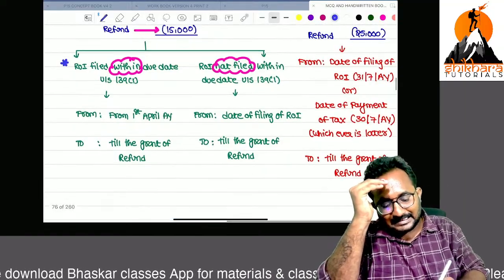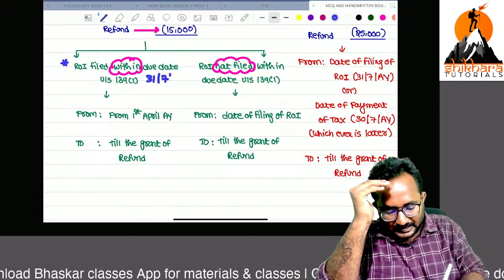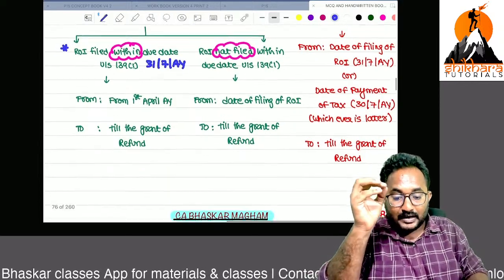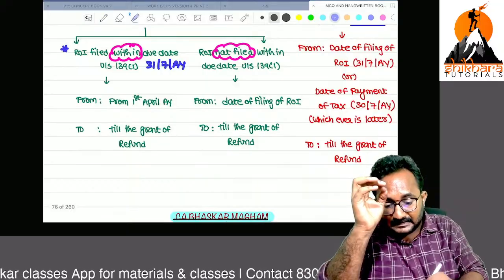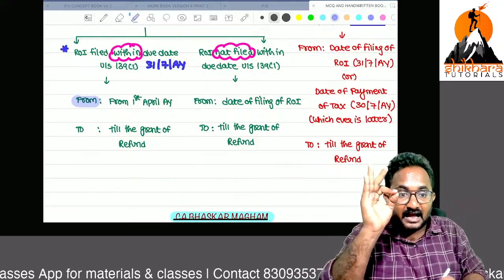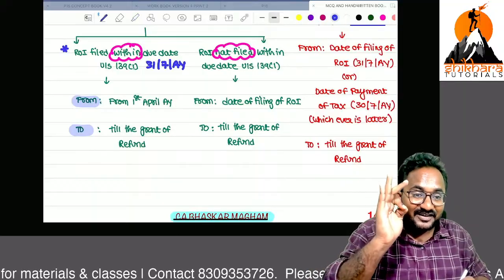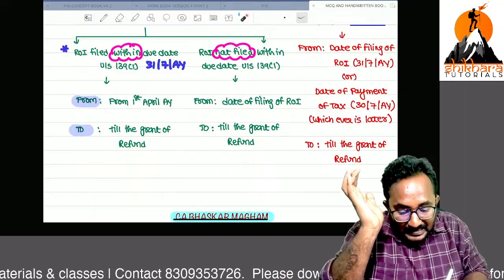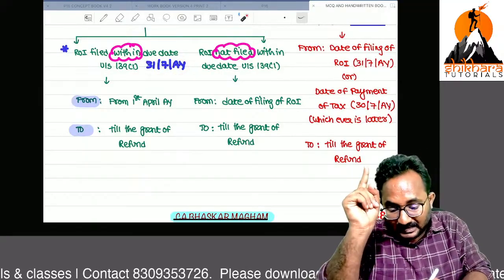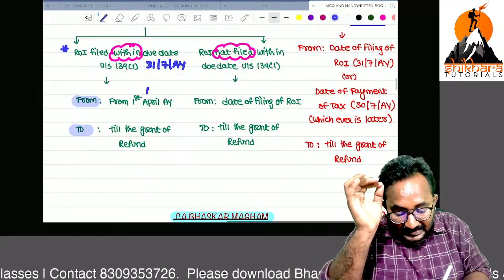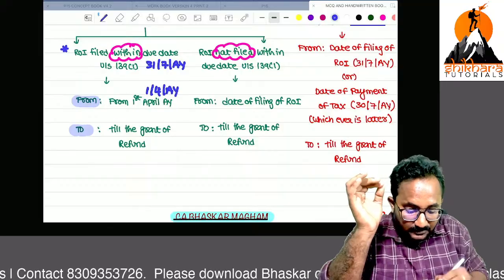Exactly on 31st July you file the return of income, but you can get the interest from the first day of the assessment year till the date of grant of refund. This is an advantage. You file the return of income on this date, but they give the refund-related interest from the first day of the assessment year.